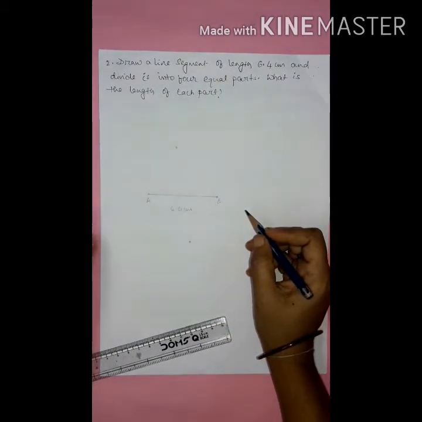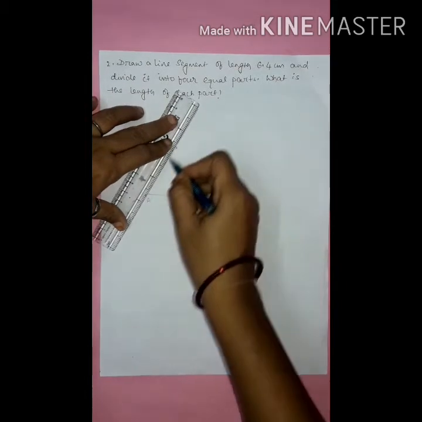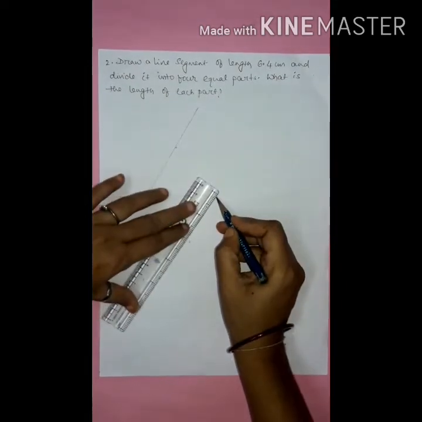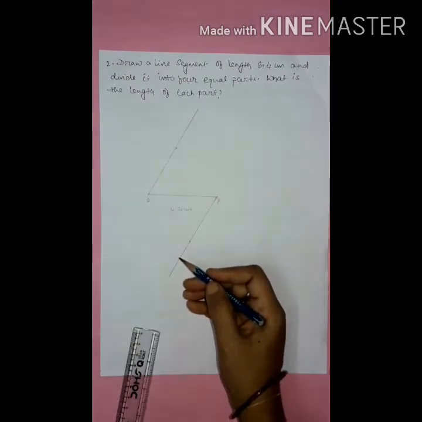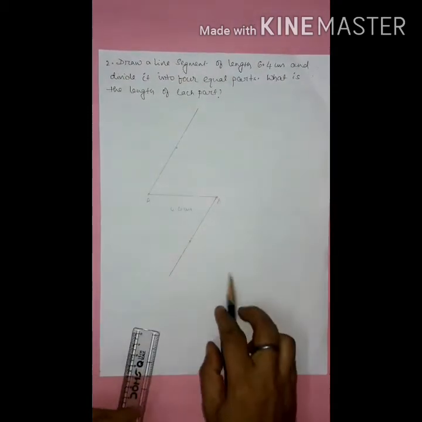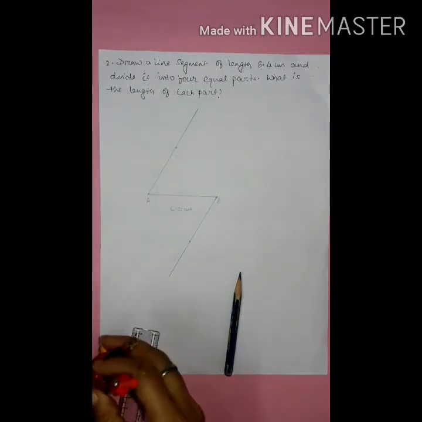Now what happens here? We have to join this one. Join the 60 degree. You will join this one, and this is also 60. You have to join like this. Now both are acute angle 60 degree. Now how many parts is it given? 4 equal parts. You can take any radius.